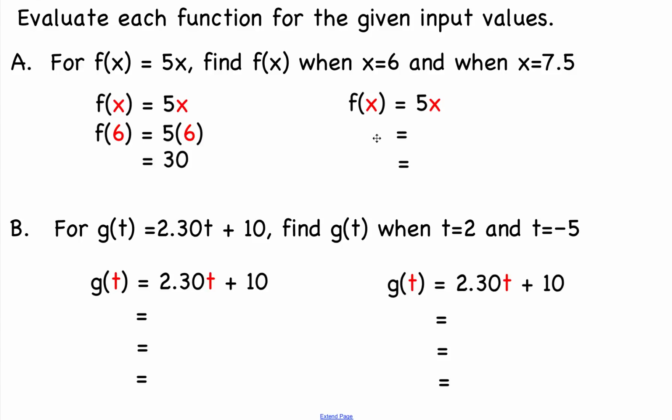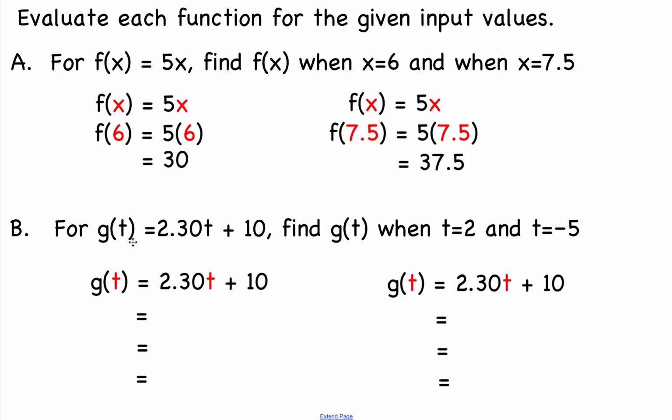When x is 7.5, we just plug in 7.5. There's no math to do on the left-hand side. We're just writing the representation for what we're doing on the right. So we're multiplying 5 times 7.5, and that gives us 37.5.